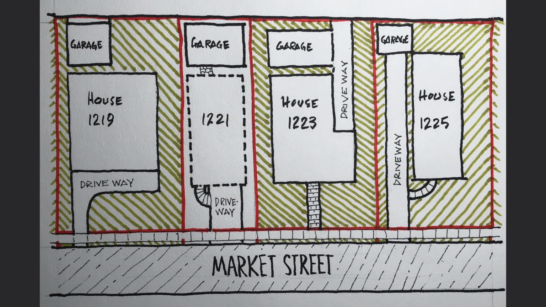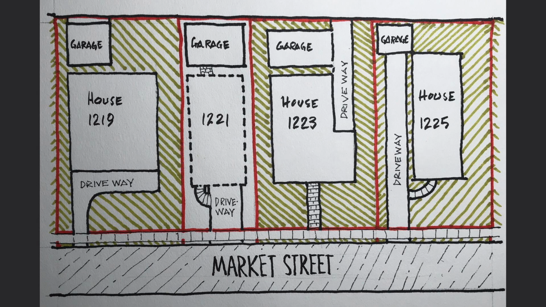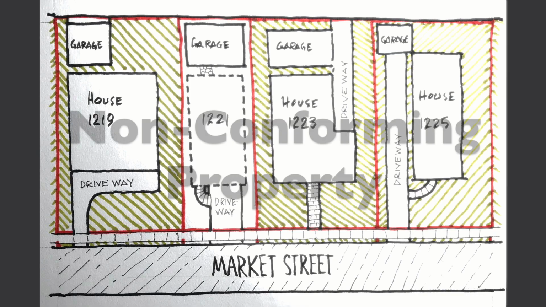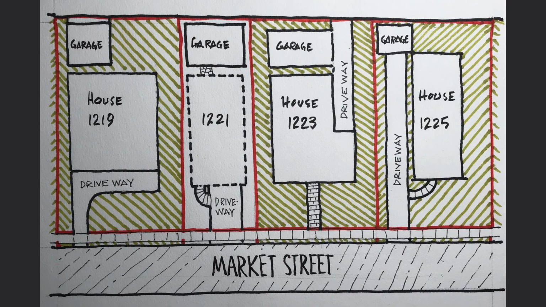And if you look at 1221, that property is relatively much more narrow than the other properties around it. And in fact, with respect to the zoning ordinance, 1221 is a non-conforming property. Now, there's a reason why the house there at 1221 is marked with a dashed line. It no longer exists. It was destroyed in a fire a few years back.